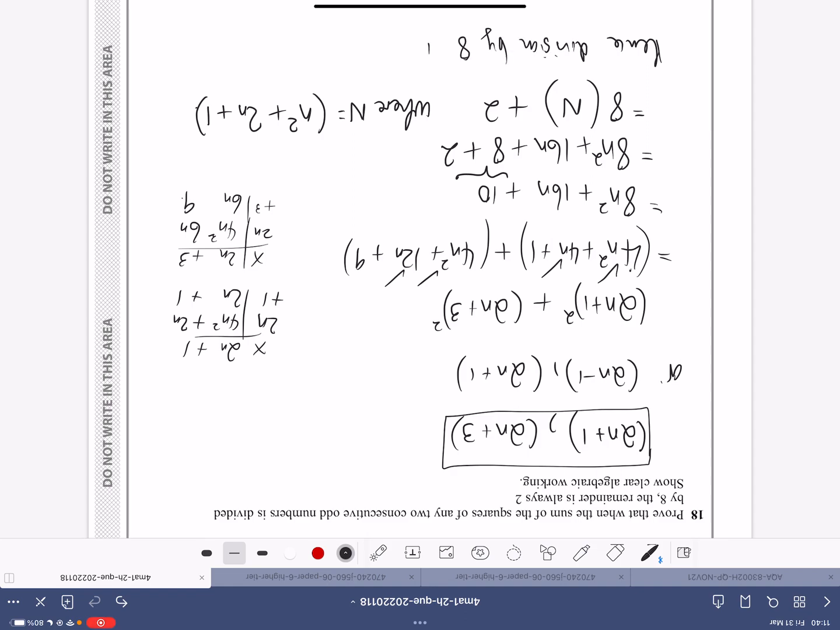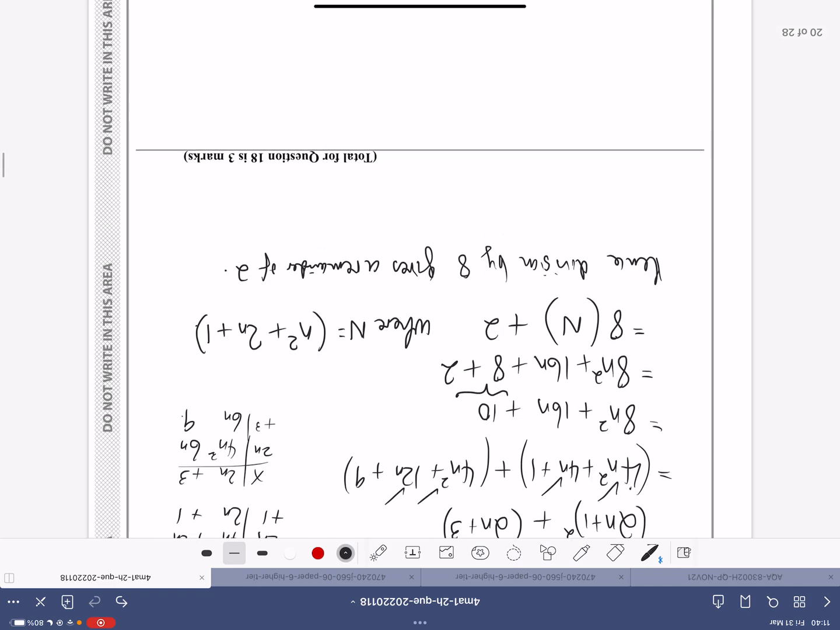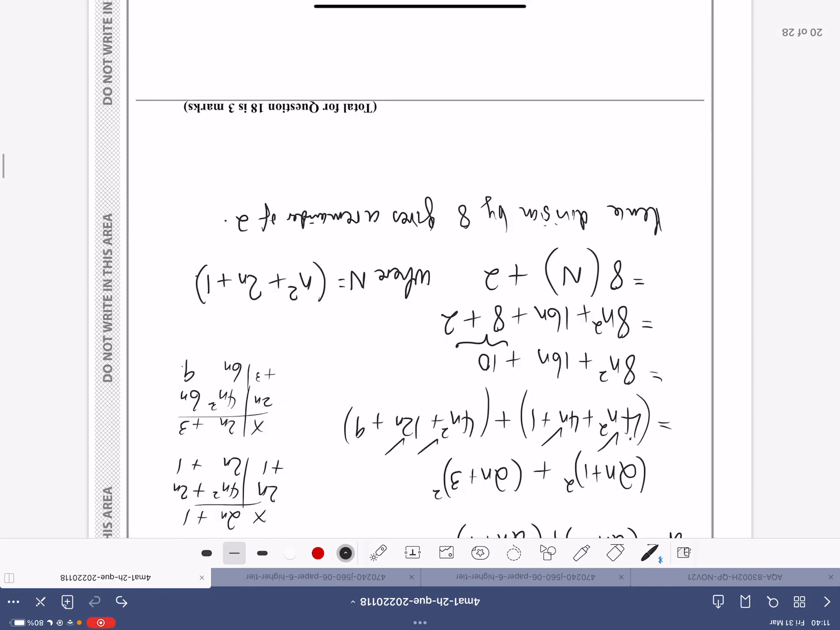So hence division by 8 gives a remainder of 2, which is that one there. You okay, Jude?